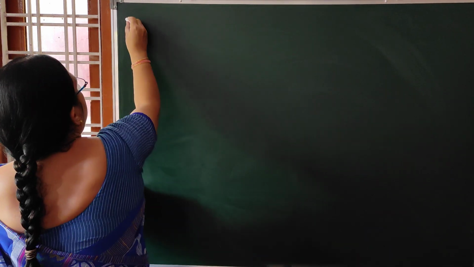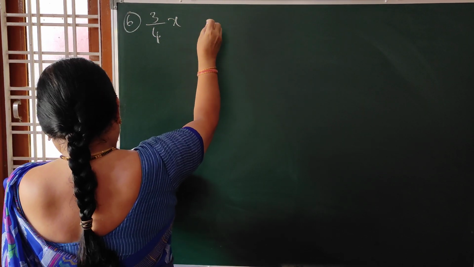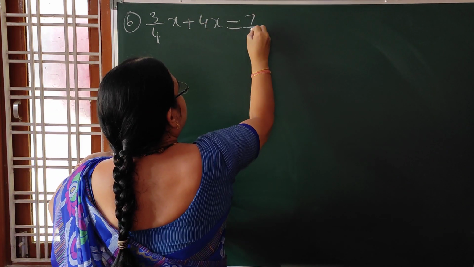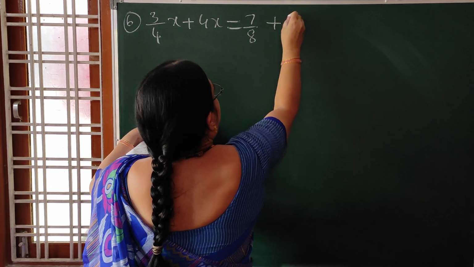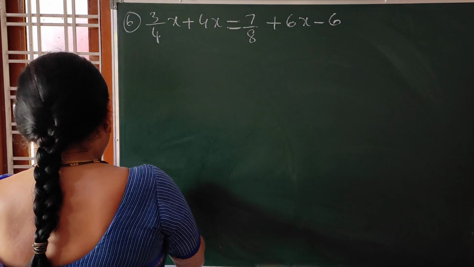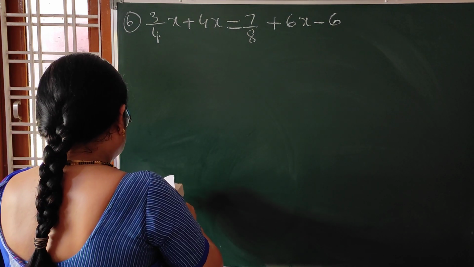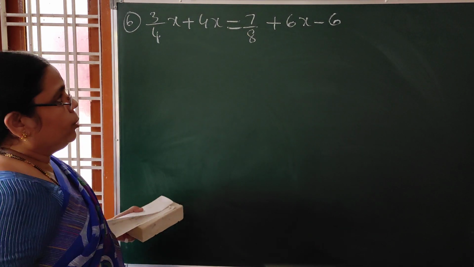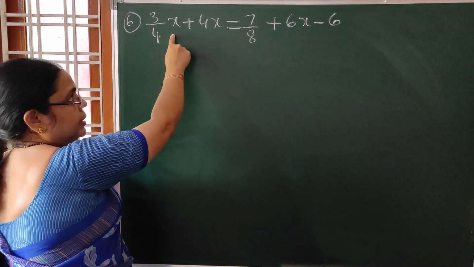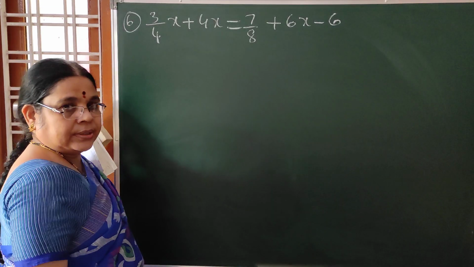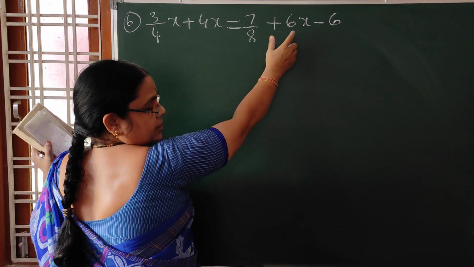Now I will go to the sixth sum. 3/4 x + 4x = 7/8 + 6x - 6. Now in LHS you have variable x and x. In RHS you have constant, variable and constant.